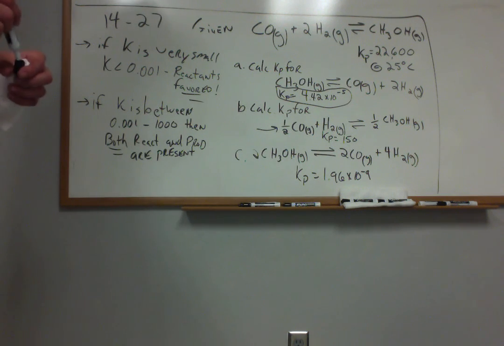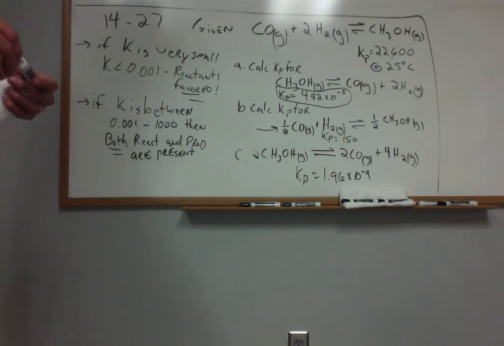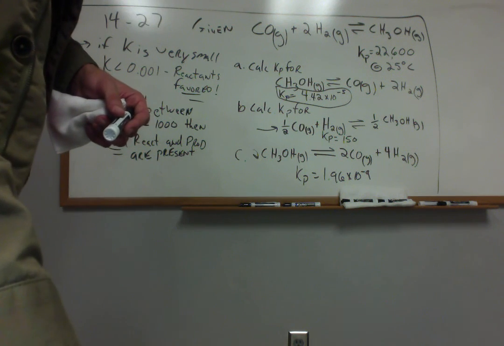So this is the magnitude of K and what it means. And this is an example to show how we can manipulate K values and generate K values for different reactions that we originally knew nothing about. So this is one example problem for this chapter.